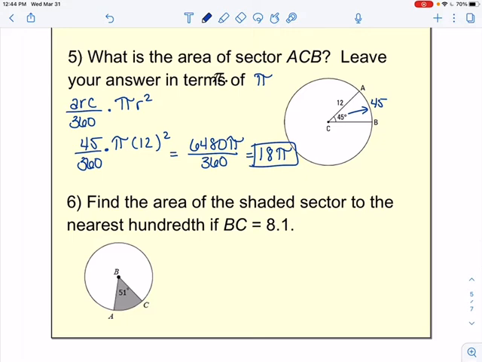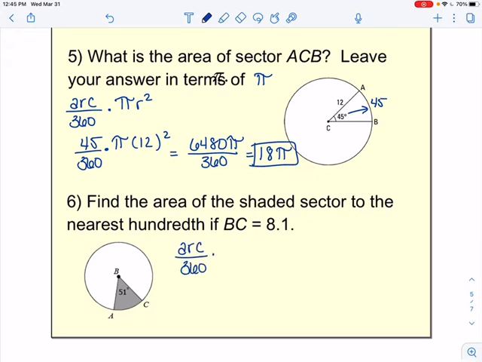Find the area of the shaded sector to the nearest hundredth if BC is 8.1. So again, we're going to do the same thing here. The only difference between this and the previous question is now we don't want our answer in terms of pi. Now we want it to the nearest hundredth, so 2 spots after the decimal. So again, we're going to do arc divided by 360 times pi r squared. If your central angle is 51, that means that your arc is also 51. So we're going to have 51 over 360 times pi, and your radius here, BC, they told you was 8.1, so we'll have 8.1 squared.